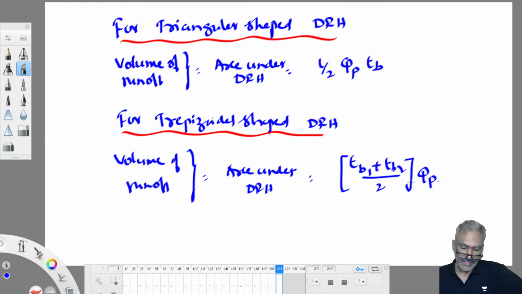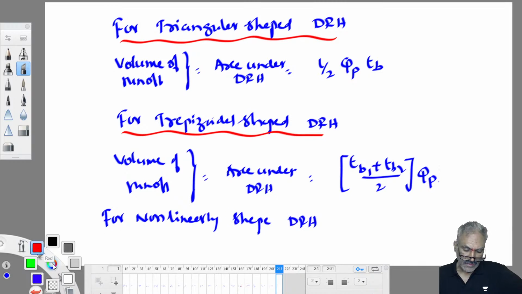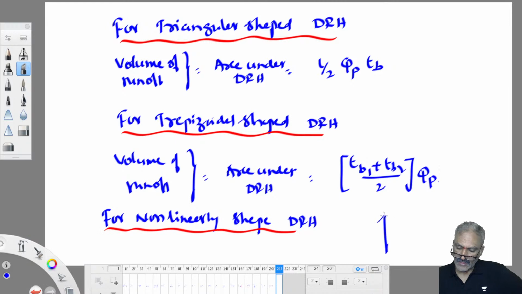Okay. So for non-linearly shaped hydrographs, they will give you ordinates. For a non-linearly shaped hydrograph, the ordinates will be given to you like this.